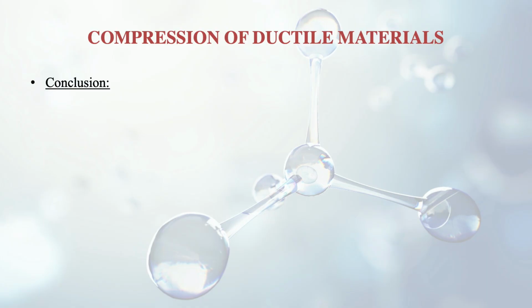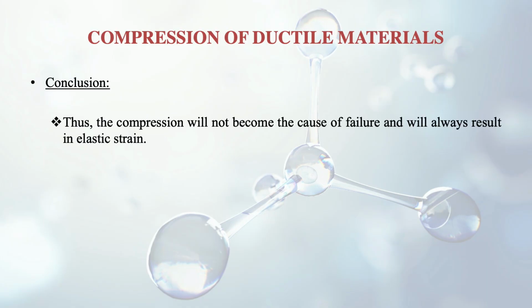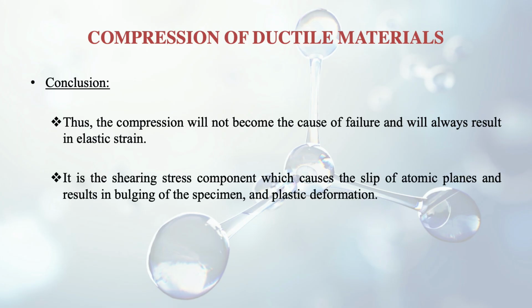And what will be the conclusion? The conclusion is that compression will not become the cause of failure and will always result in elastic strain. It is the shearing stress component which causes the slip of atomic planes and results in bulging of the specimen and plastic deformation. So it's very important that compression will never result in the failure of the material, but the shearing stress component will lead to failure because the atoms will slip along the planes.